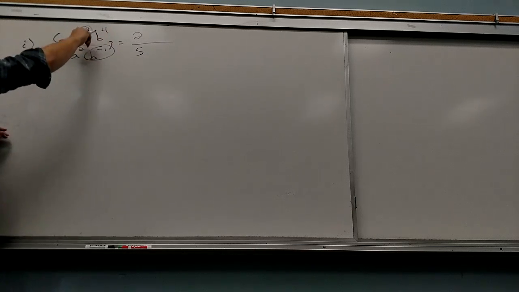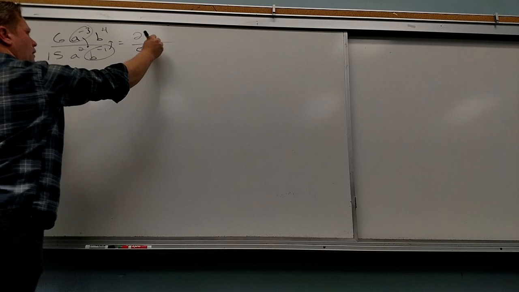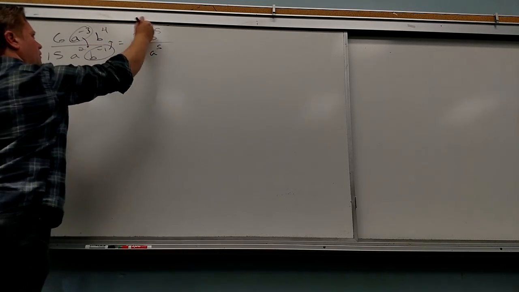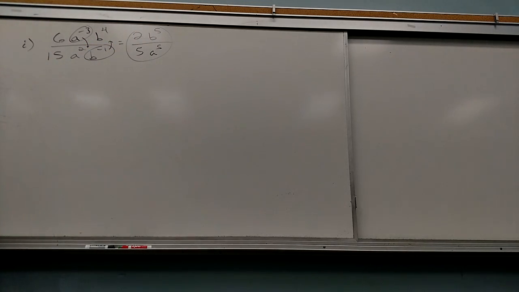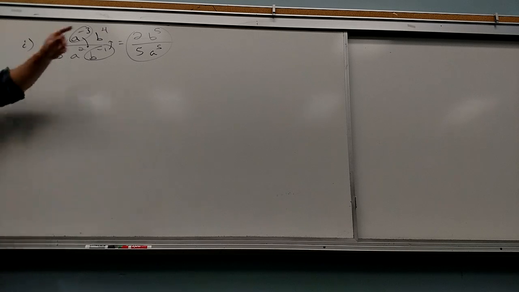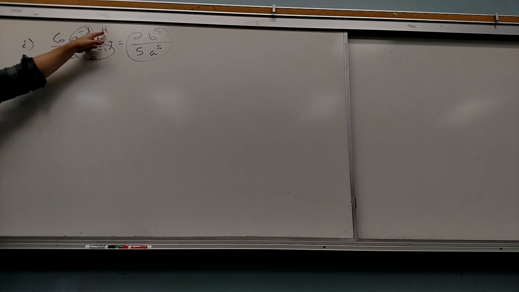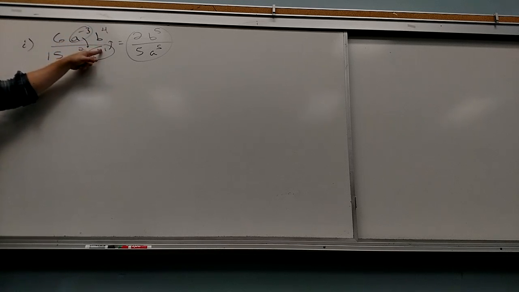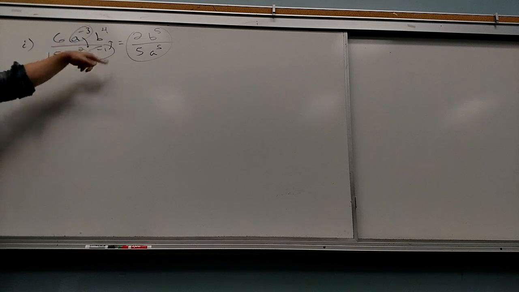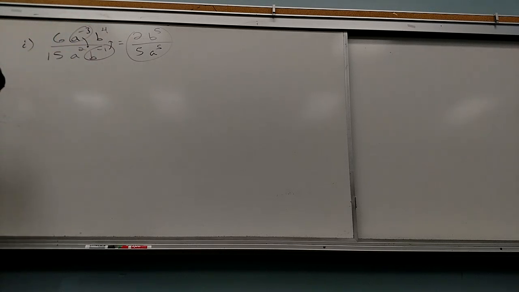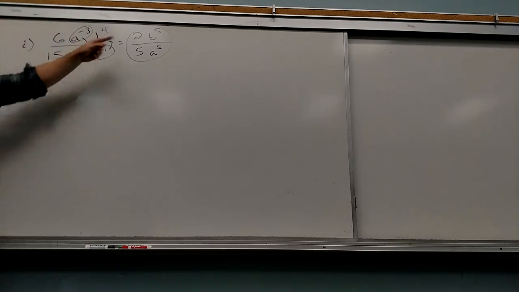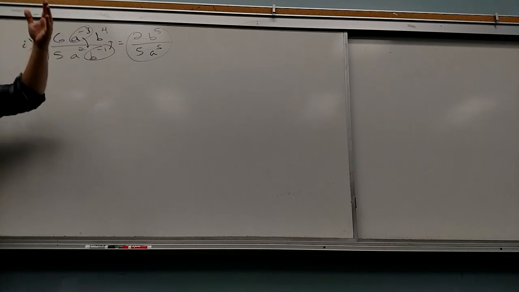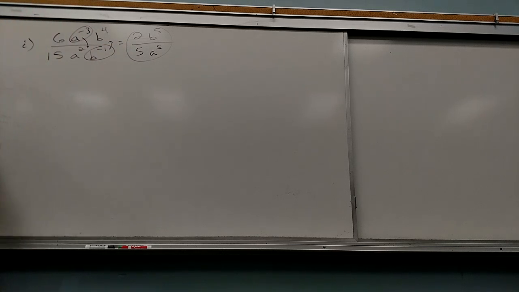So how many A's on the bottom now? 5. How many B's on the top now? 5. Done. Next. Now watch. The rule has to work. What do I do with the exponents here? Subtract them, right? What's 4 minus negative 1? 4 plus 1, 5. But doesn't that suck? Isn't that easy to make a negative mistake? So I'd much rather move them so there's no more negatives, because that's where I make mistakes, is with negatives. Yes, even me.